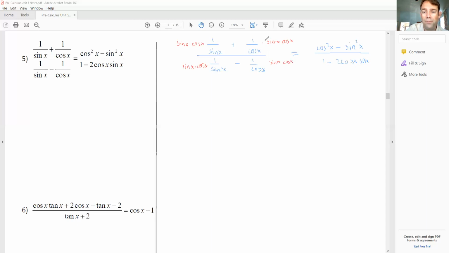And when I do that, I see sine x's cancel out here. Cosines would go away here. Cosines here, and sines would go away there. So that would leave me then with cosine x plus sine x, all over cosine x minus sine x.